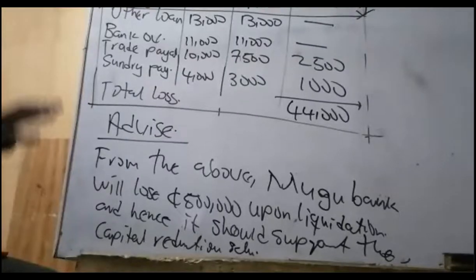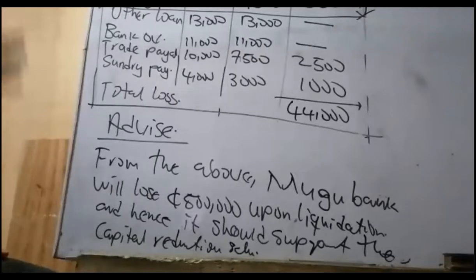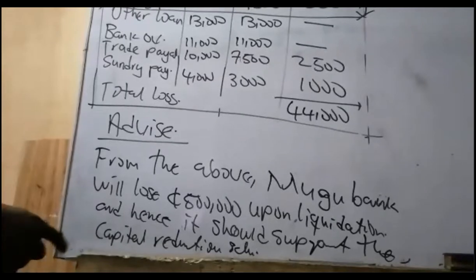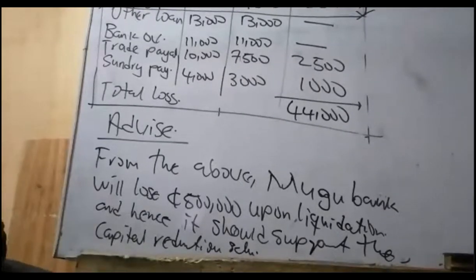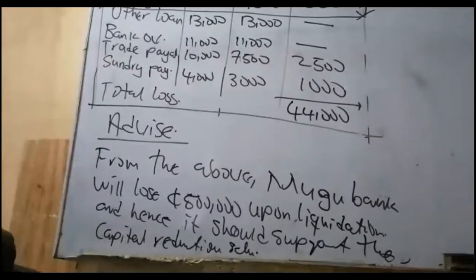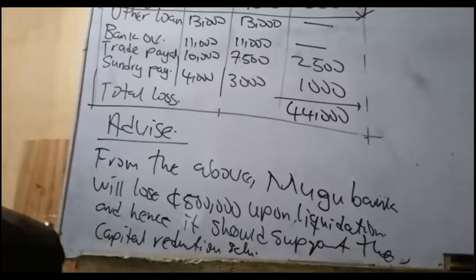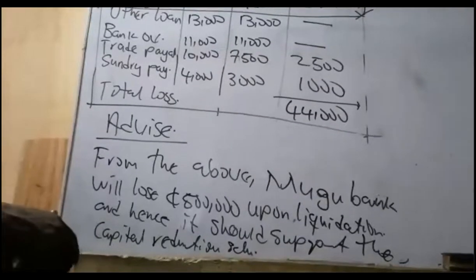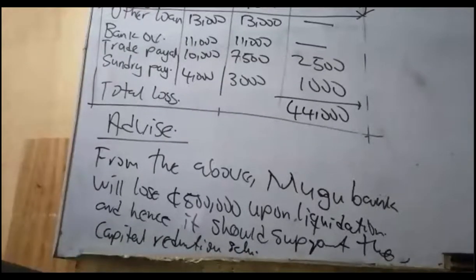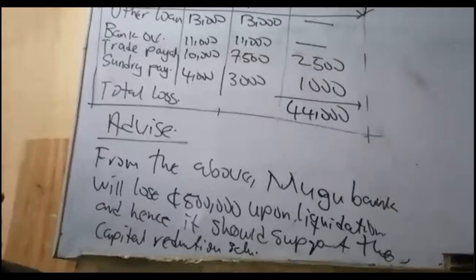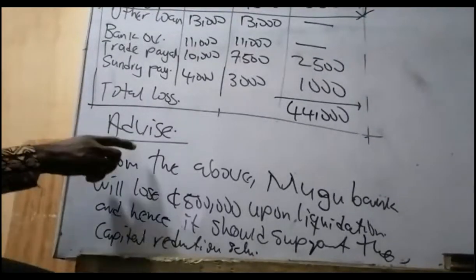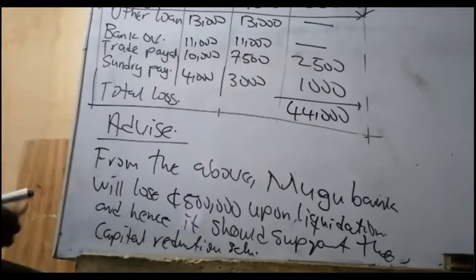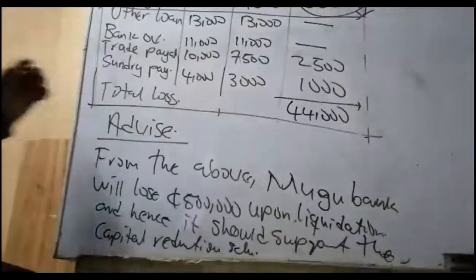So from the above, Mugu Bank will lose 500,000 upon liquidation, and hence it should support the capital reduction scheme if it gives a smaller loss than the 500. Yes, they should only support the capital reduction scheme if the loss per the scheme will be lower than 500. That's the advice. That's all.